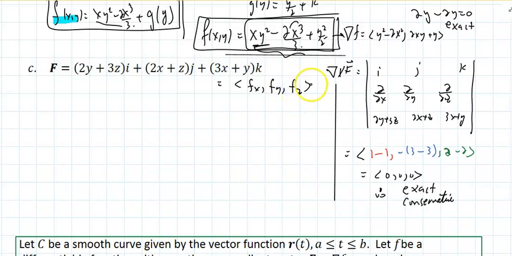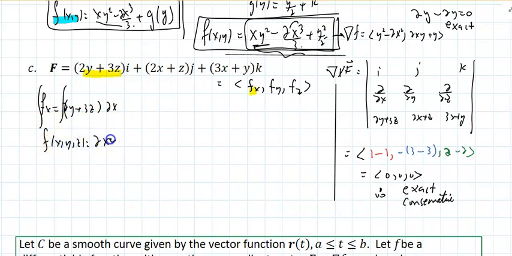And I could start with the first. I could say always let f sub x equal 2y plus 3z. And if you integrate, undoing a partial derivative with respect to x, f of x, y, z will be 2xy plus 3xz plus a function.